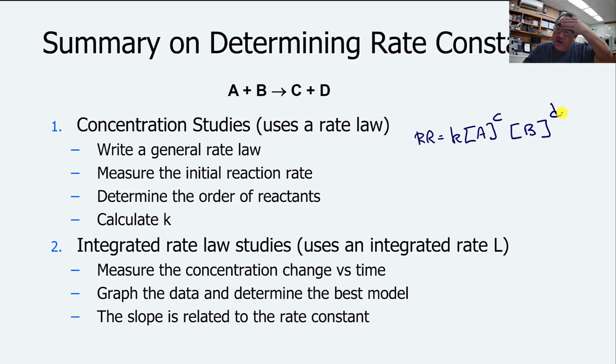Now, if you're going to do an integrated rate law study, you use an integrated rate law. You measure the concentration versus time one time, let's say. You usually do it more times, but let's say you do it one time. Then you graph the data to figure out which is the best model, and the slope is going to tell you what the rate constant is. Believe it or not, there are a lot of other ways to do this. I've read lots of books on this, and there are as many ways as you can imagine. People have their own pet ways of doing it, but these are the standard ways to do it.